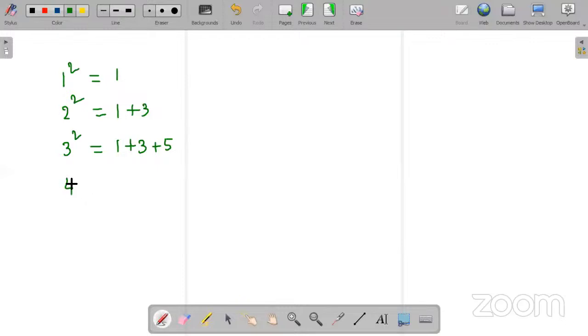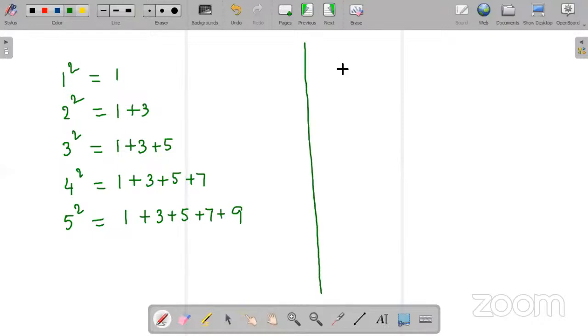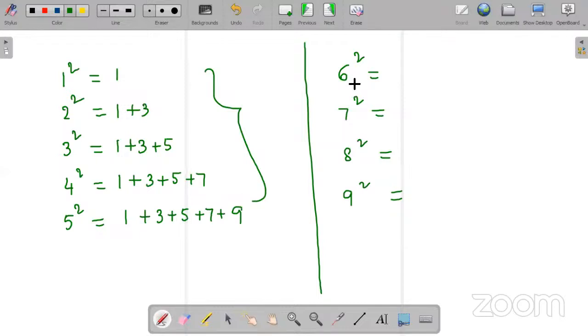4 square means 1 plus 3 plus 5 plus 7. You will find a pattern: 1 plus 2 is 3, 3 plus 2 is 5, 5 plus 2 is 7. 5 square: how do you write it? 1 plus 3 plus 5 plus 7 plus the next odd number, 9. Similarly, express 6 square, 7 square, 8 square, 9 square using this pattern. Extend this pattern. Clear?